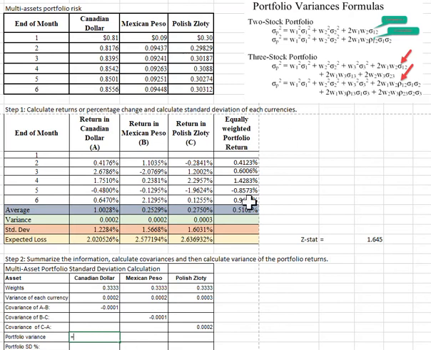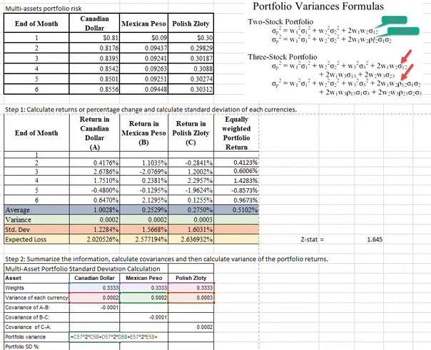So equals, as you can see here, the weight squared, which is this one, times the variance of the first one, plus the weight squared of the second one times the variance of the second currency, plus the percentage in the third currency, squared, times the variance of that currency's returns. Okay, so we finished the first, second, and third terms. Now the fourth, fifth, and sixth terms in the formula.